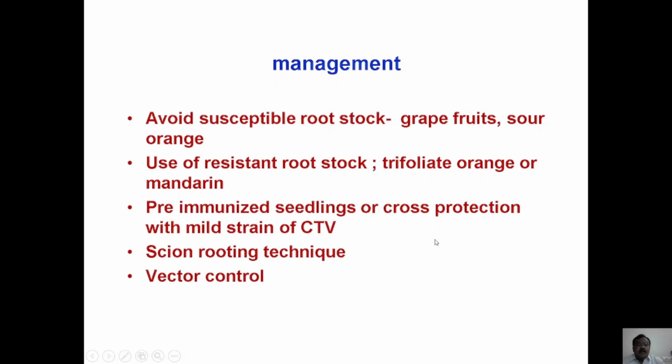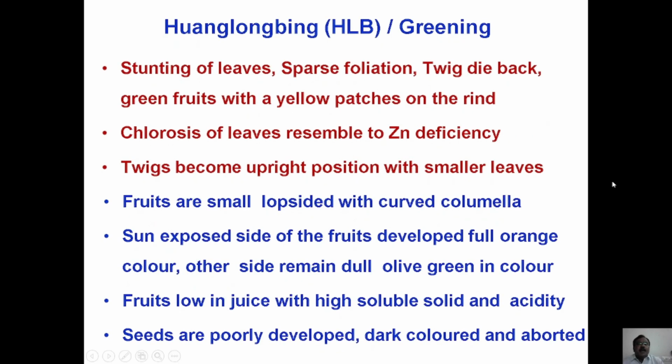Shoot tip grafting technique is also helpful, and control the insect vectors so that the transmission or further spread of the disease is controlled. And then Huanglongbing, or citrus greening, is another important disease, and it has become serious nowadays.